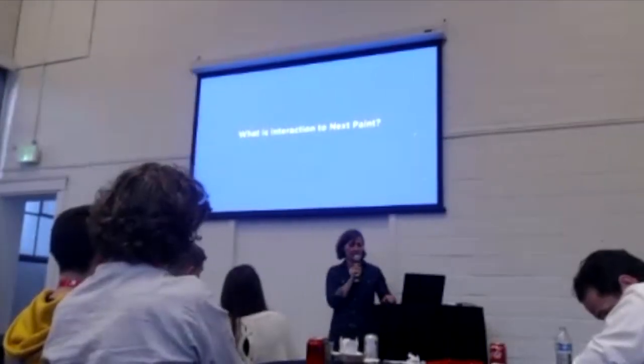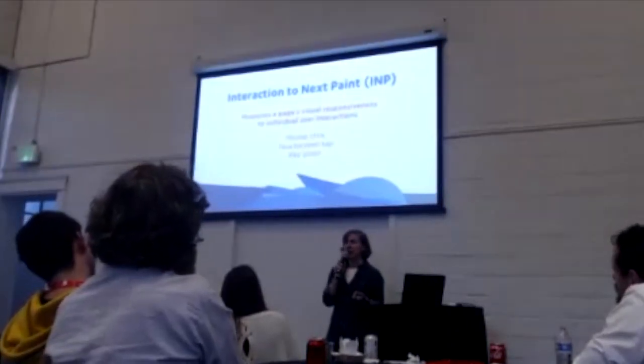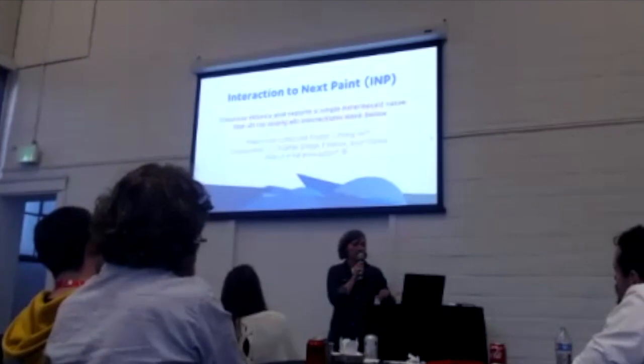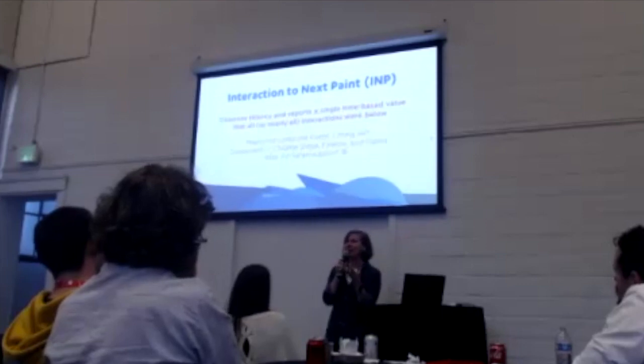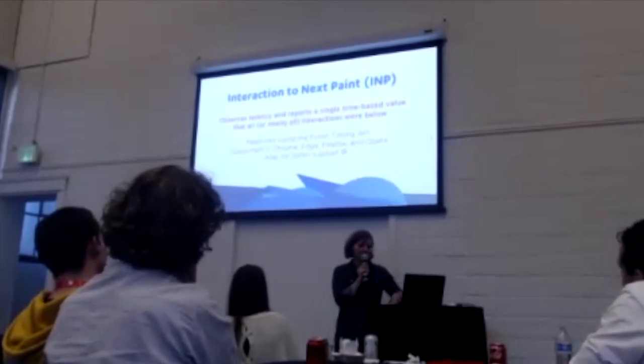So what is Interaction to Next Paint? Like FID, it measures a page's responsiveness to user actions, so it's measurable in the field. But unlike FID, it observes latency and reports on all, or almost all, user interactions. So it's aggregating the sum total of the latency in those interactions. It's measured via the Event Timing API. It's supported in most browsers, though not Safari.